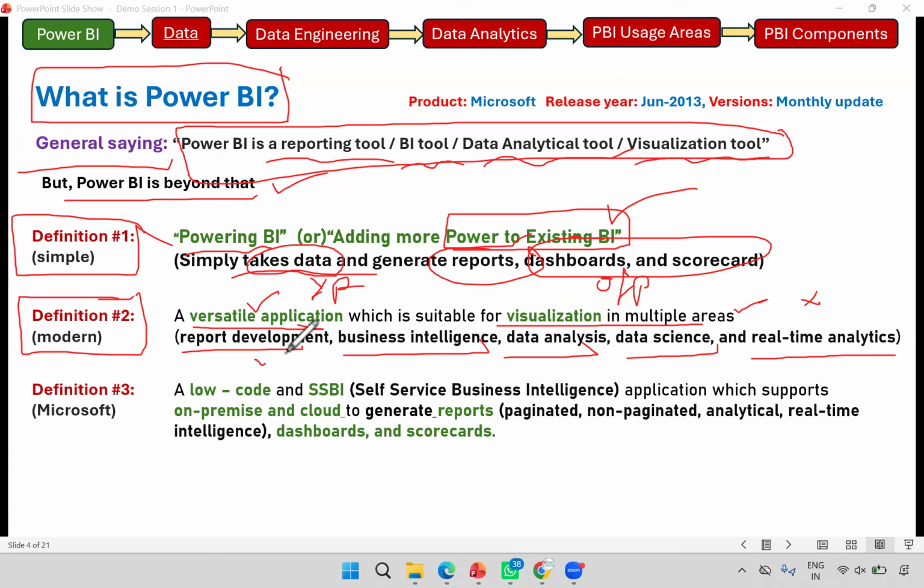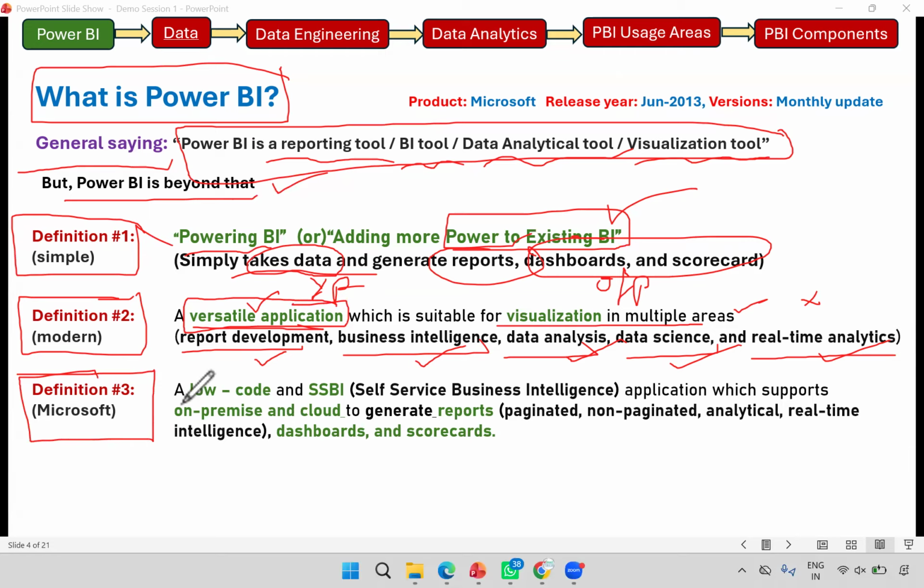So everywhere: general report development, business intelligence report development, data analysis, data science, real-time analytics. Now Power BI provides wonderful support, so we call it a versatile application. And Microsoft gave a technically strong definition, this one. Technical definition. These two are just normal.